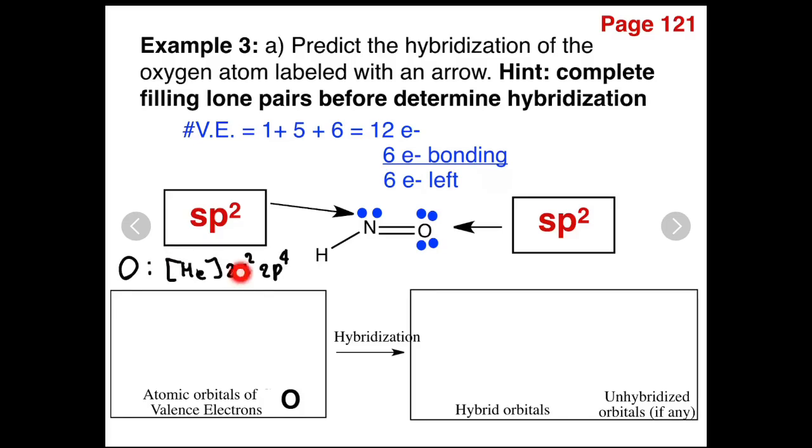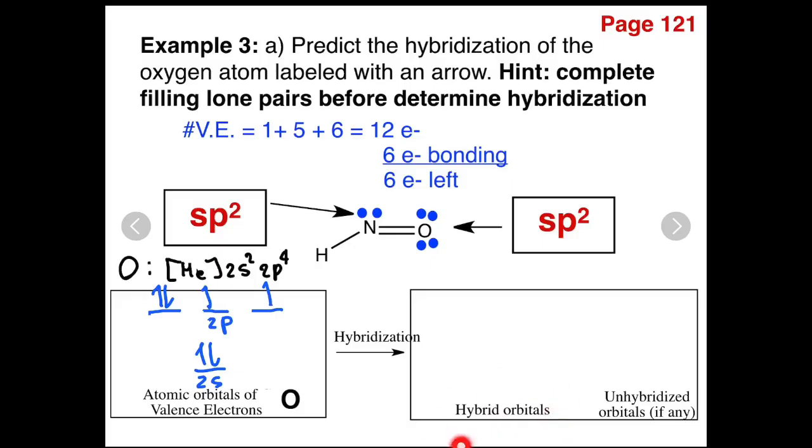Because there are 6 valence electrons total. So in order to draw the atomic orbitals of the oxygen before you mix them, it's going to be 2s that contains 2 electrons, and then 2p, which contains 3 orbitals, so it would be 4 in total. 1, 2, 3, and 4. We are going to use these in order to make the hybrid orbitals.